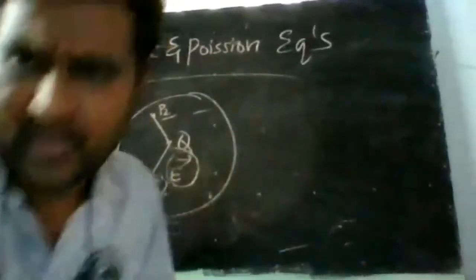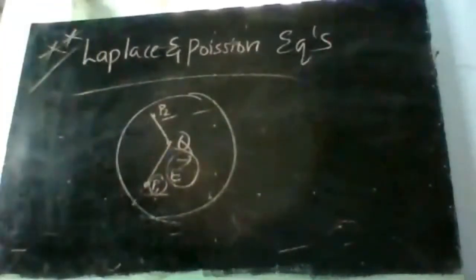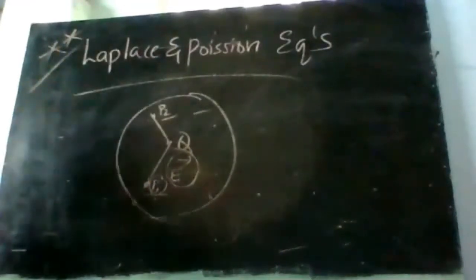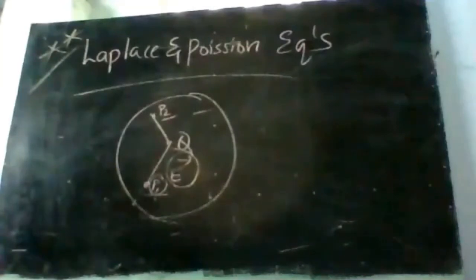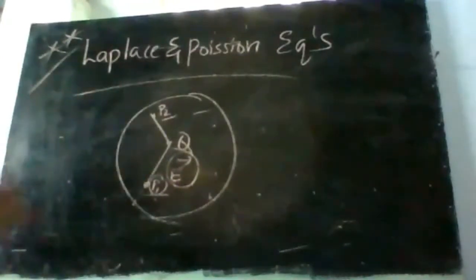Sometimes it is not possible to measure the distance every time and take the readings. Practically, it might not be possible. So whenever such things are not possible, we use this concept. Laplace and Poisson's equations give us a method to find the electric field at a new point by using the potential or the electric field at some other point.